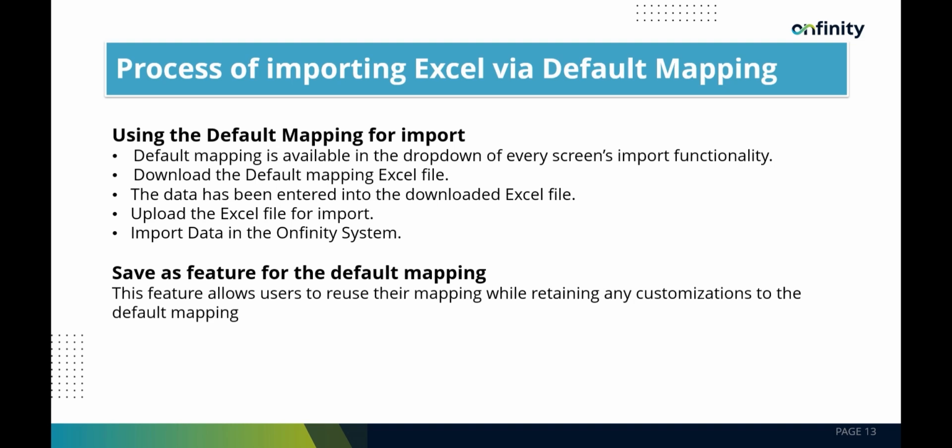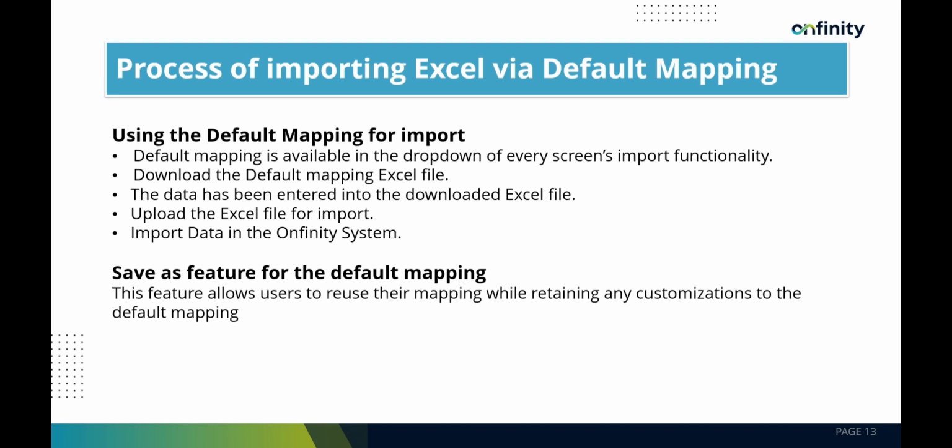On every screen, we have the option to use the default mapping during import. First, we simply download the default Excel template provided by the system. After that, we enter all the required data into the sheet and upload it back into the Onfinity system. The system automatically maps the fields and completes the import without any manual configuration.